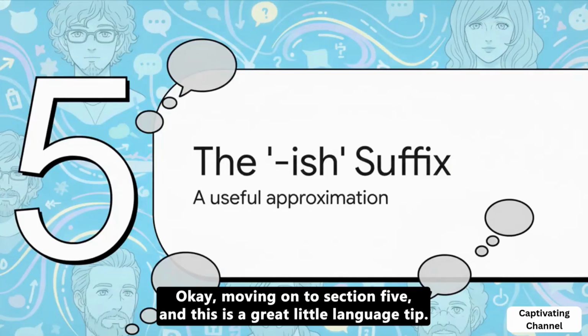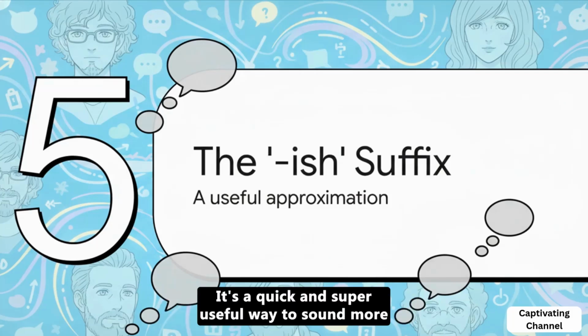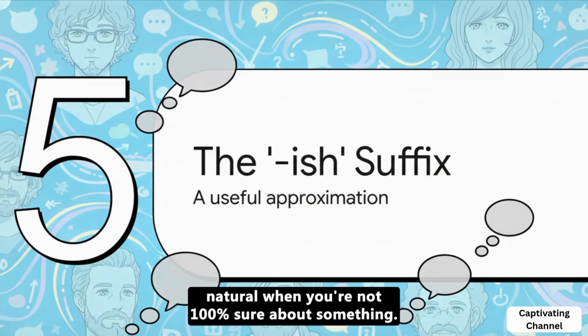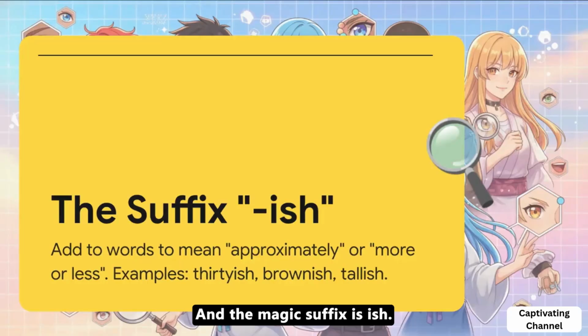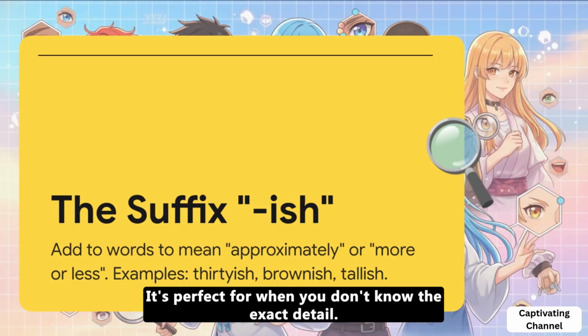Okay, moving on to section 5, and this is a great little language tip. I'd almost call it a hack. It's a quick and super useful way to sound more natural when you're not 100% sure about something. And the magic suffix is ish. You just stick it on the end of some words, and it basically means around or kind of. It's perfect for when you don't know the exact detail.